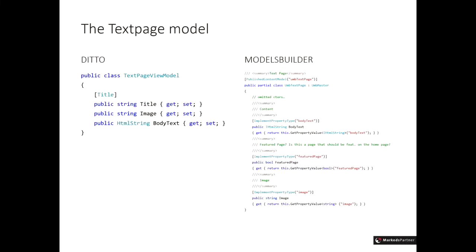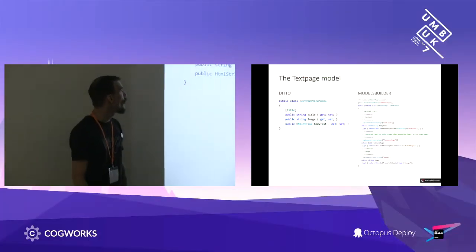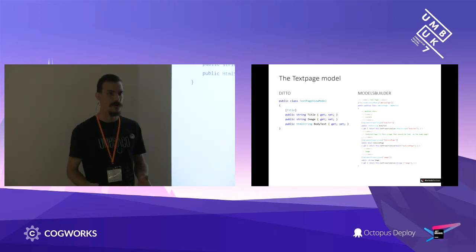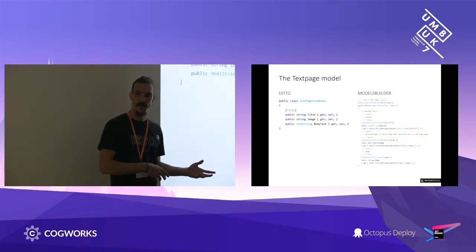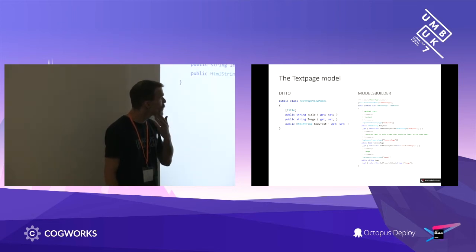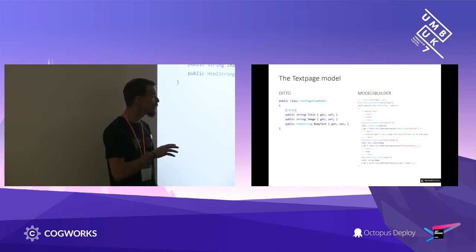And here we have the Ditto model on the left with some exciting new things. We've got the title attribute here, which says that you should go look for a title property first, otherwise pick the name. And we'll have a look inside that code later. But otherwise, it's going to map directly to each of these properties. While the ModelsBuilder side is a bit more verbose, but you can see it's added all your nice descriptions to the properties, so you get the descriptions in IntelliSense.